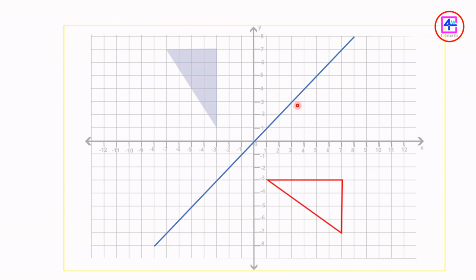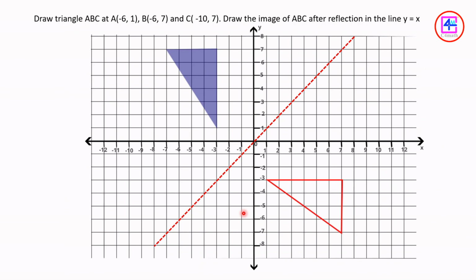It will come here. Then we can draw this triangle on the grid. Then we will get the triangle like this. This is the reflection of this triangle in the line y = x.